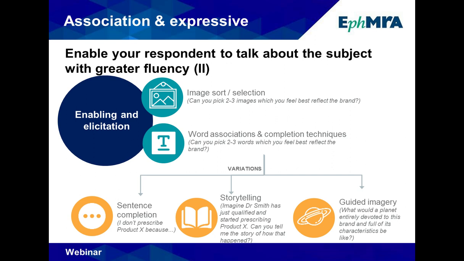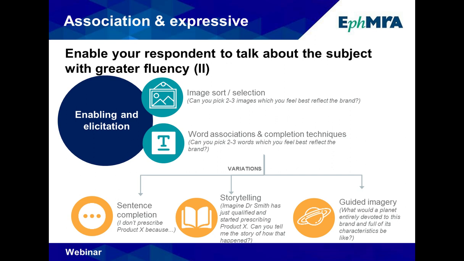Another variation is the storytelling. So, for example, you're asking respondents to imagine that Dr. Smith has just qualified and started prescribing product X. Asking them to tell you the story of how that happened. So the idea here is to elaborate a story from a simple scenario related to a brand, without focusing just on the respondent's experience. It's about projecting. So how did Dr. Smith get there?